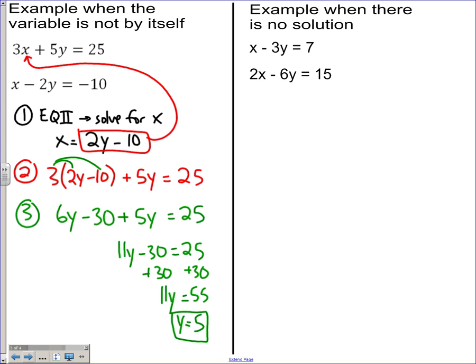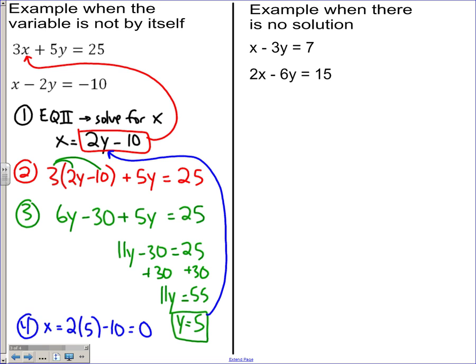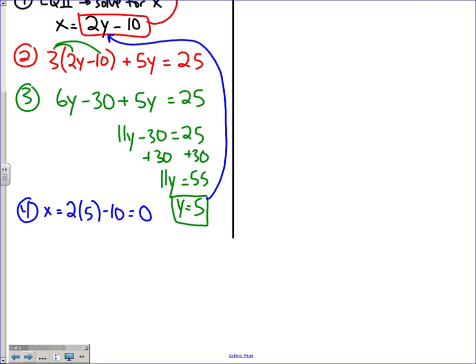So we've gotten our value of one variable. We're going to take that y value and plug it back into the equation from part 1. So I get x equals 2 times y, so 2 times 5, minus 10. So that's 10 minus 10, which just gives me 0. So x is 0, y is 5, so my solution is 0, comma 5.